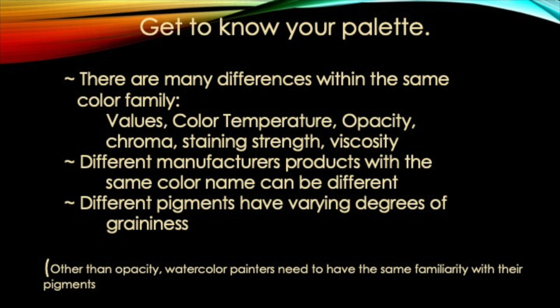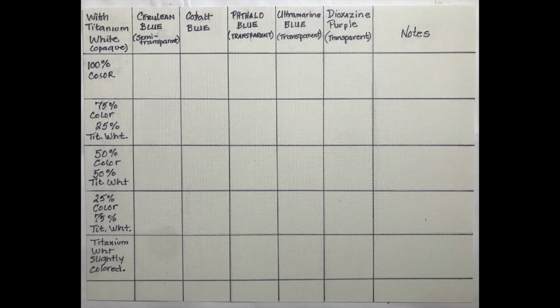Things like values and color temperature, opacity, if you are an oil painter that especially applies, chroma, staining strength, viscosity. It's also important to know that different manufacturers, even with the same color name, there are differences there. And then pigments have varying degrees of graininess. I have found it very helpful to make a color chart, even a color chart for one color family.